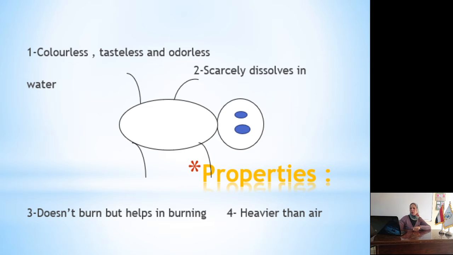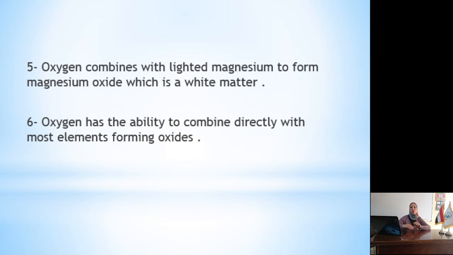Slide number 7. Oxygen combined with the lighted magnesium ribbon to form magnesium oxide, which is a white powder or white matter. Number 6, oxygen has the ability to combine directly with most elements forming oxide, which means element plus oxygen equal element oxide.